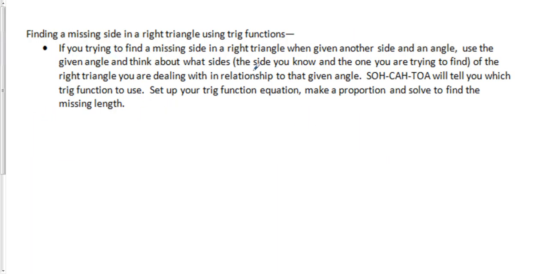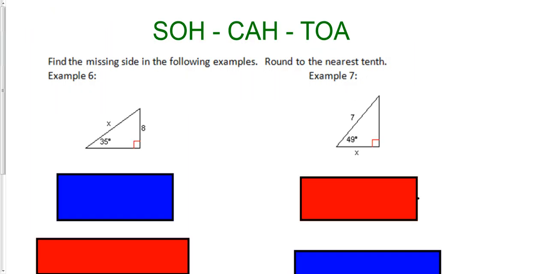Using your trigonometric ratios, you can find the missing side in a right triangle. If you're trying to find the missing side in a right triangle, when given another side and an angle, you use the given angle and think about what sides, so again, the opposite, the hypotenuse, the adjacent, of the right triangle you are dealing with, given that angle. Then you'll use SOHCAHTOA to tell you which trig function to use, and just plug it all in and solve it like an equation. So let's see what that looks like. Again, never forget SOHCAHTOA. This is going to be the most important piece you deal with in right triangle trigonometry.